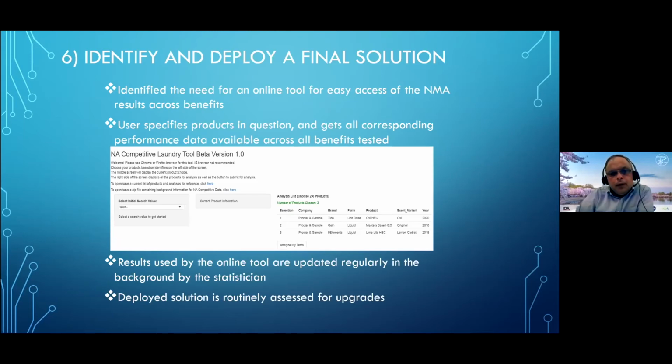which brings me to my next point, which is identify and deploy the final solution. The final solution consists of two components. One is the database of the results. We apply network meta-analysis. Once we get new data, we update the statistical summaries for different products across different benefits. This database of results is one key component of the final solution.